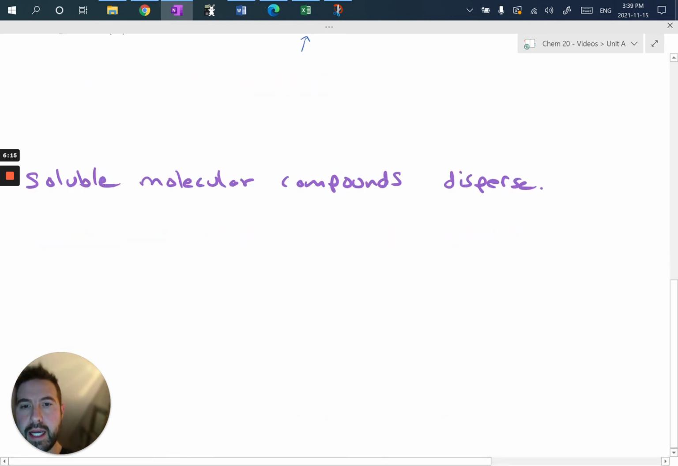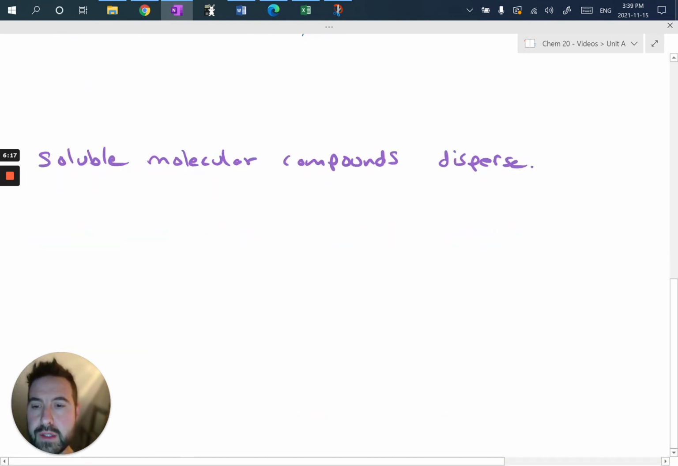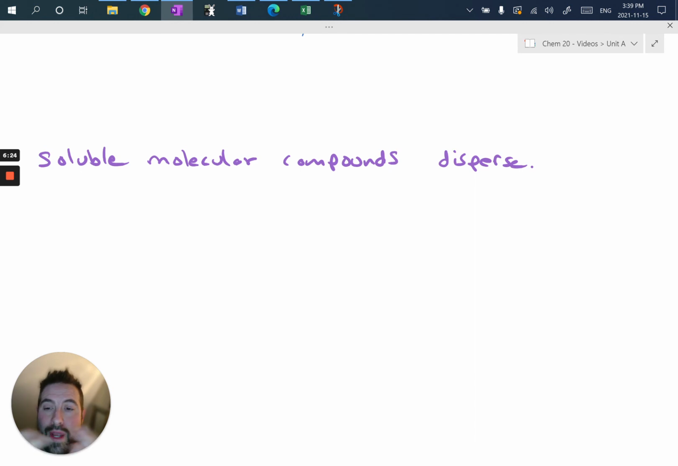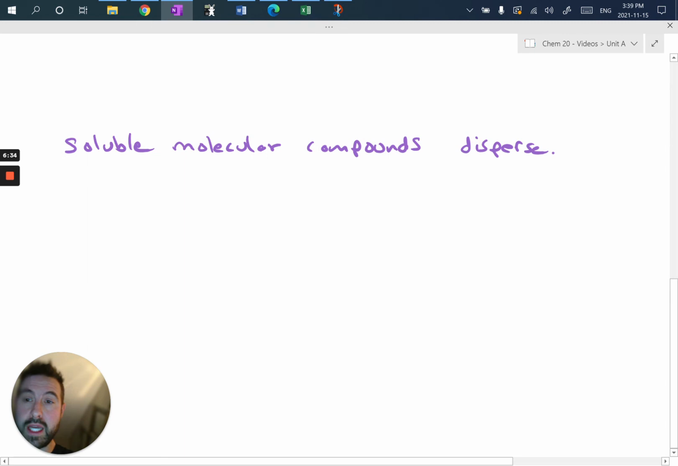Soluble molecular compounds are going to disperse. They're just going to spread out. There's no reaction. They don't split into ions. They don't split into their atoms. They just spread out, okay?